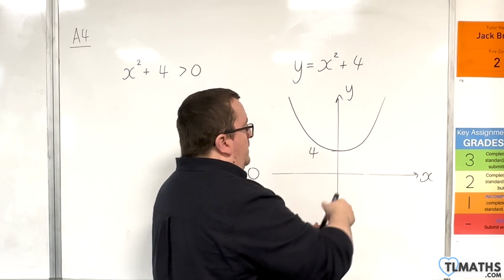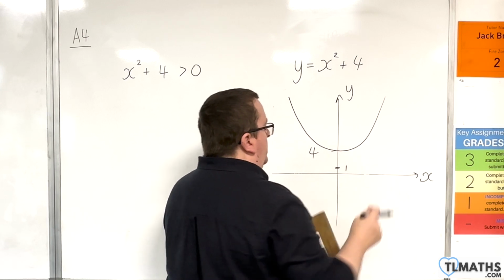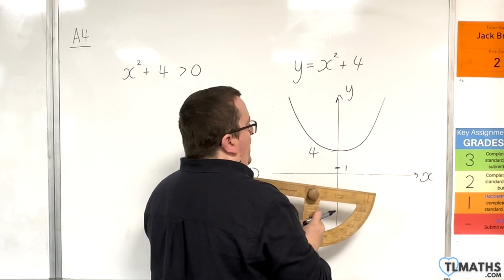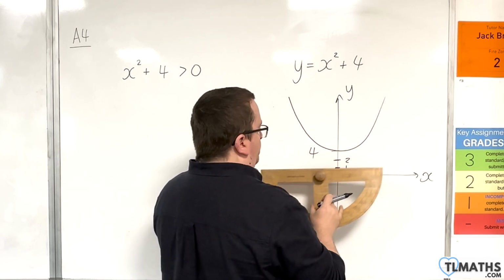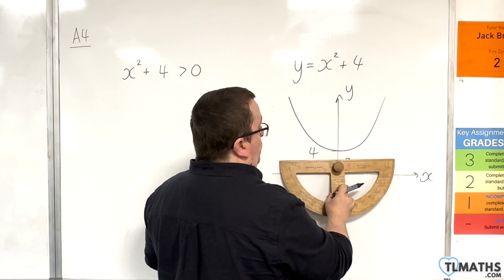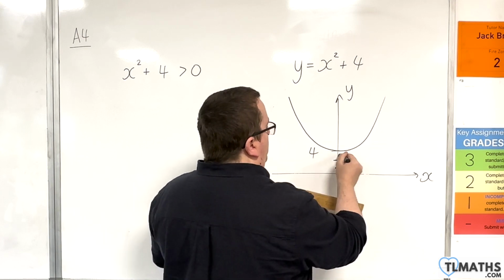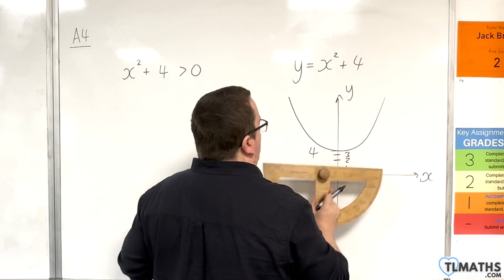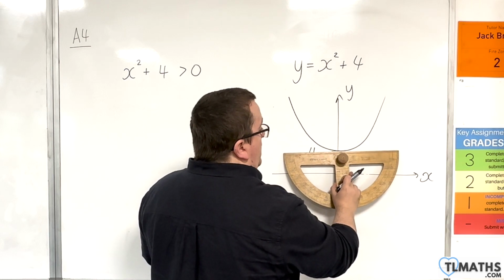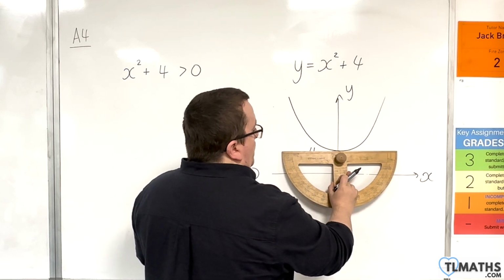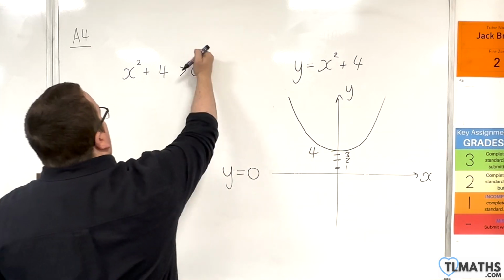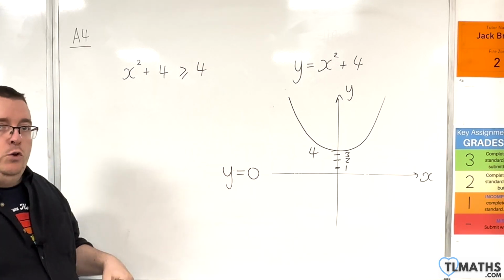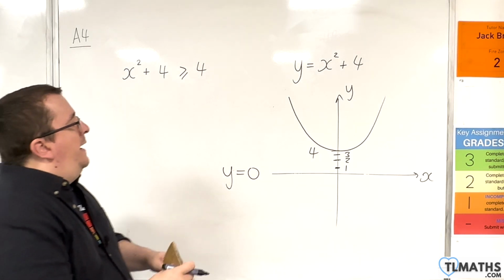We could say, well, here's 1. It's always larger than 1 as well, isn't it? In actual fact, it's always larger than 2, because it's always above that line. It's always above 3. It's always above 3.9. But when we get to 4, we can say that actually it's always greater than or equal to 4 for all real values of x.